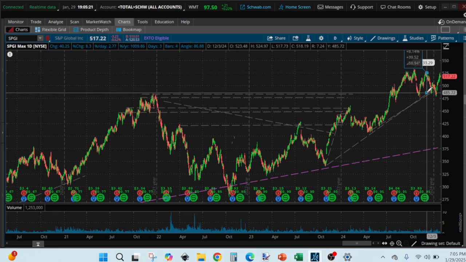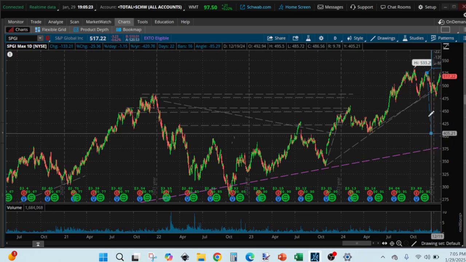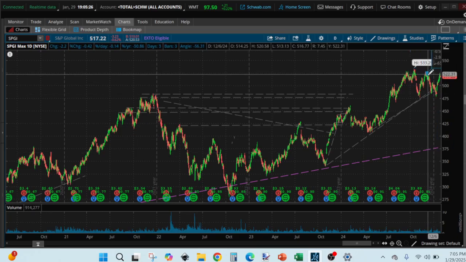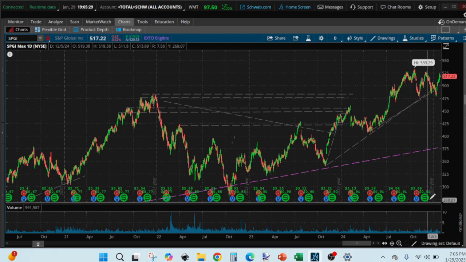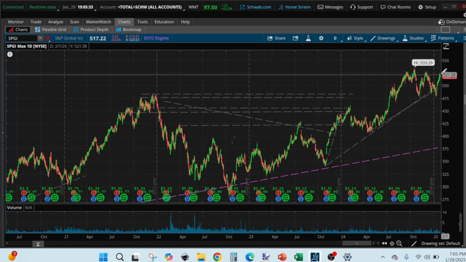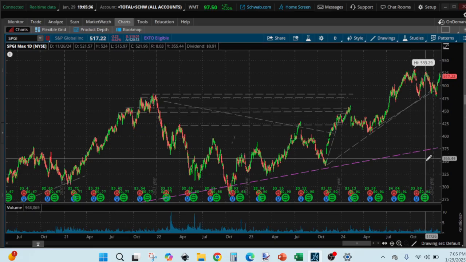So SPGI, we like to buy at this trend line. I think there was one below, but right now the price is higher up. Following this trend line, it is not ready to come down yet.